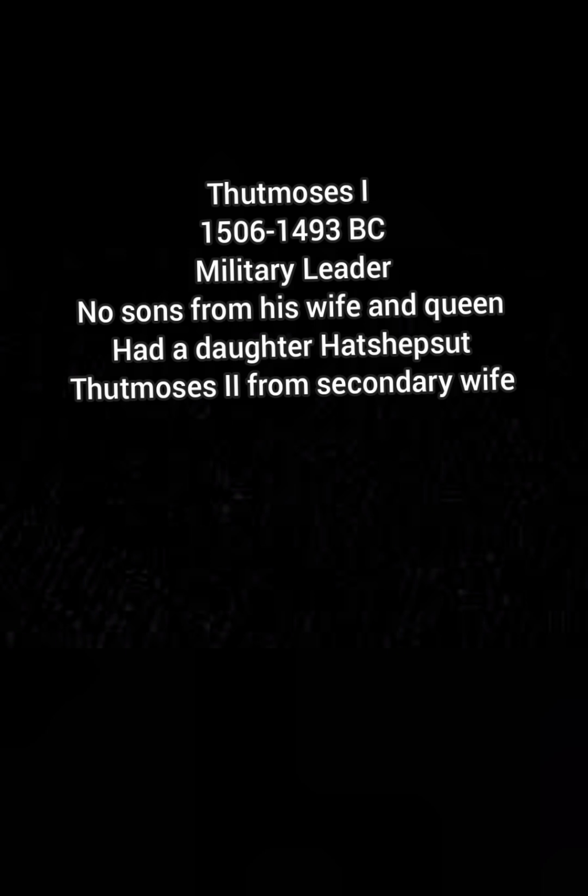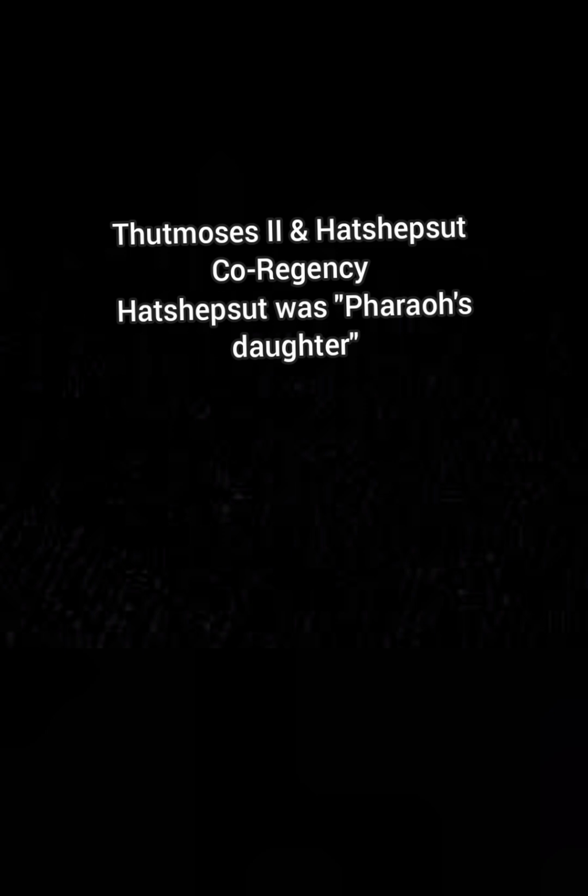Thutmose I had no sons from his wife and queen, but had a daughter, Hatshepsut. He had a son from a secondary wife, who was Thutmose II. When he died, Hatshepsut married her half-brother, Thutmose II. So during this time period, Hatshepsut is the only woman who could have had the title Pharaoh's daughter, the designation given in Exodus to the person who saved Moses and later adopted him.